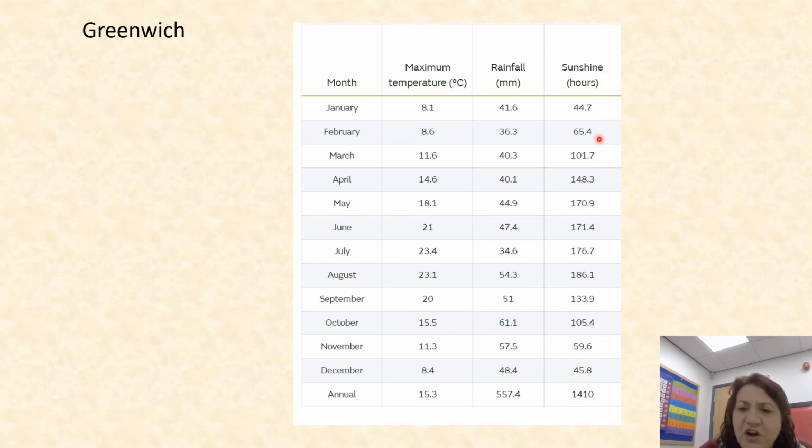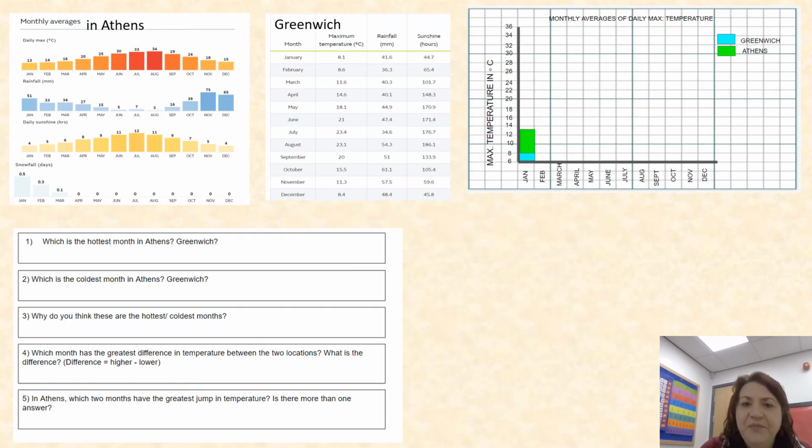And then sunshine in hours. I think they've done this, yeah, they've done it differently. So in Athens, it was per day. And this, I think, is per month by the look of it, because we can't have 171 hours per day, can we? So I think they've done that differently per month rather than per day there. Okay, so the main one we're looking at really is this maximum temperature and the differences between the two. So there is a huge difference between the temperatures in Athens and the temperatures in the UK.